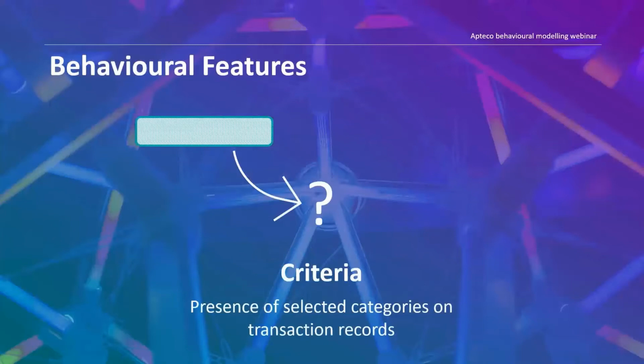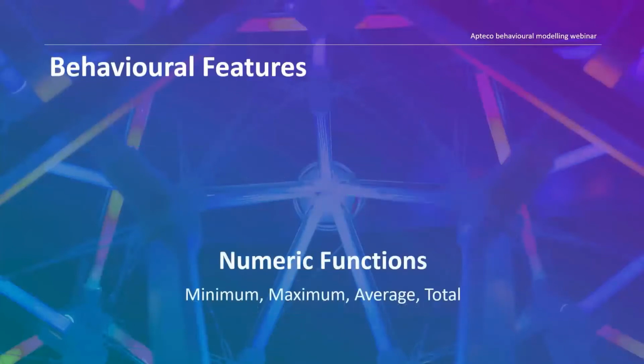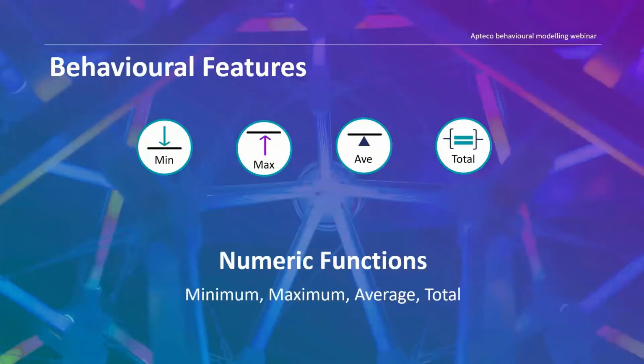You can use criteria on the transaction data. So you can look for the presence of data on the transaction. So in this case, looking for the purple highlighted rows, does this person have the presence of selected categories? And you can select them in a variety of ways, but do they have the presence of data in their transaction data? So their presence of categories in their transaction data. You can look at things like numeric functions. So looking back over the transactions, you could find the minimum, the maximum, the average, or the total from the transaction data that you're dealing with at that particular point in the feature.